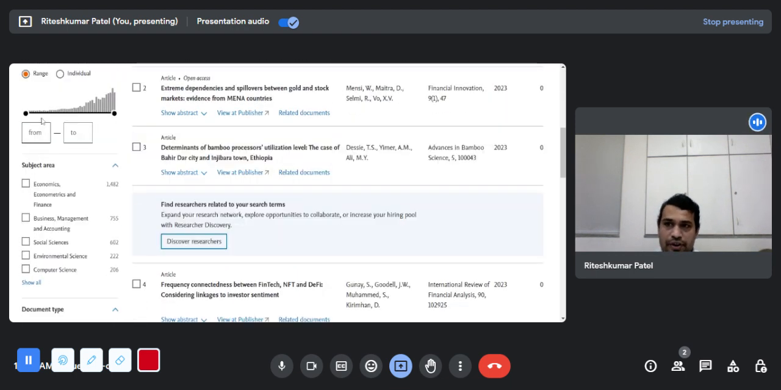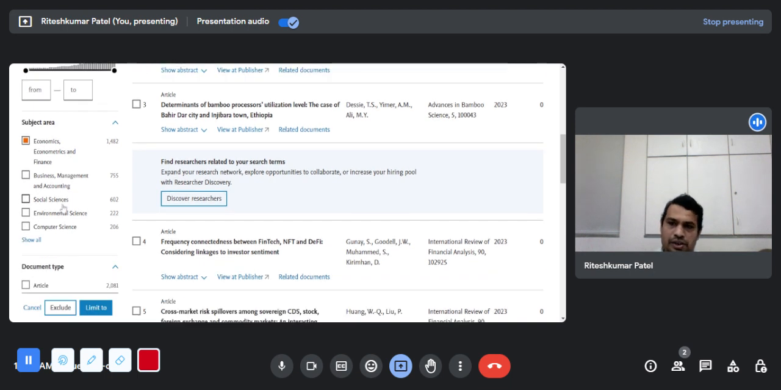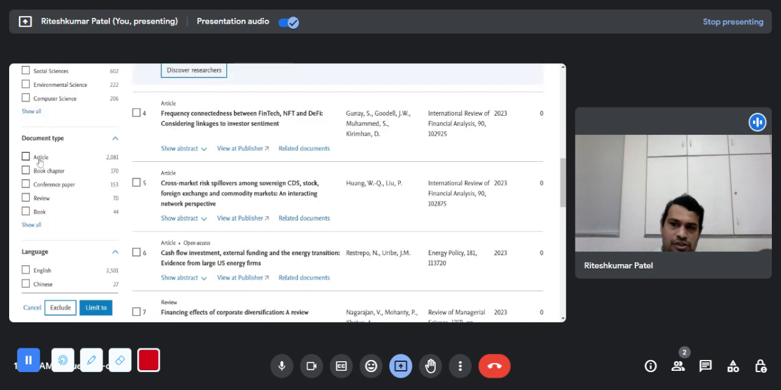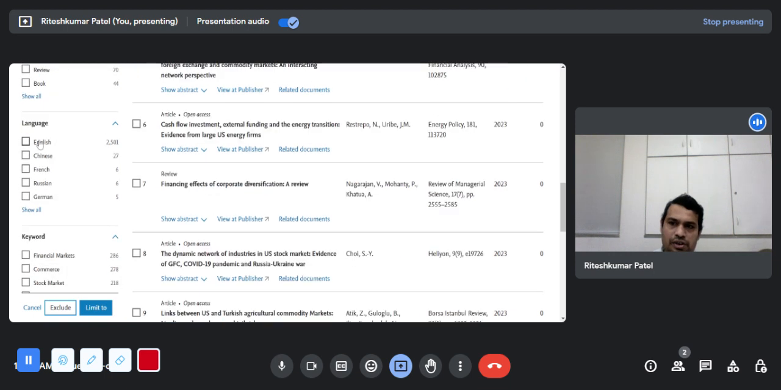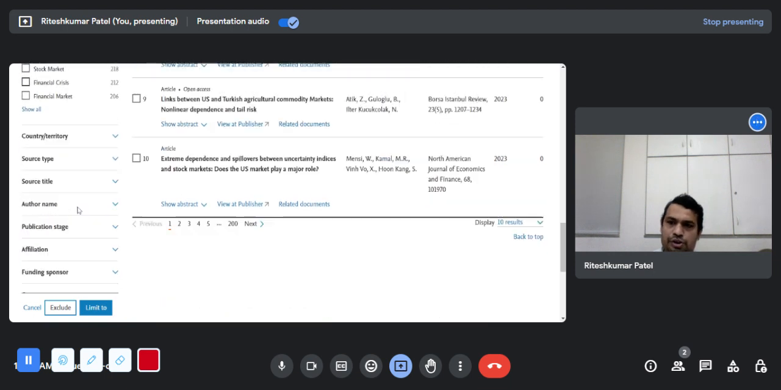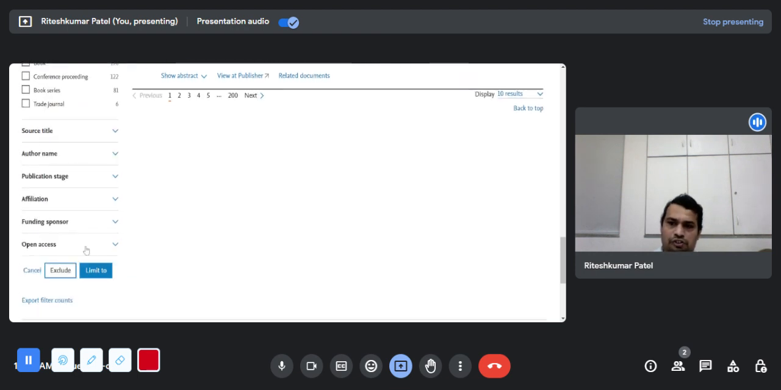we have certain filters to apply. First, I will apply my subject area filter. As this topic is for finance, I will apply economics and finance as a filter. I will consider only articles, articles written in English, and articles from journals. This much you have to apply, and then you have to put a limit to.